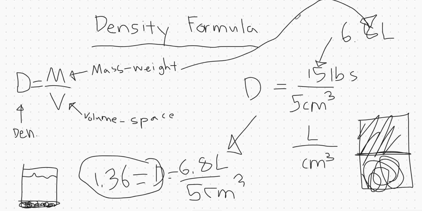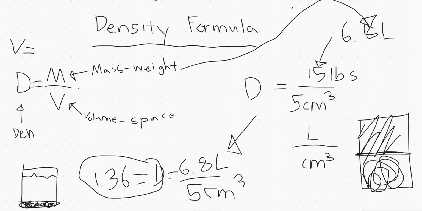Now, quickly before we end, I wanted to touch upon how we can manipulate these variables. In this equation, we have D equals M divided by V. But say we're only given the volume. If we're only given the volume, how would we find the other variables?